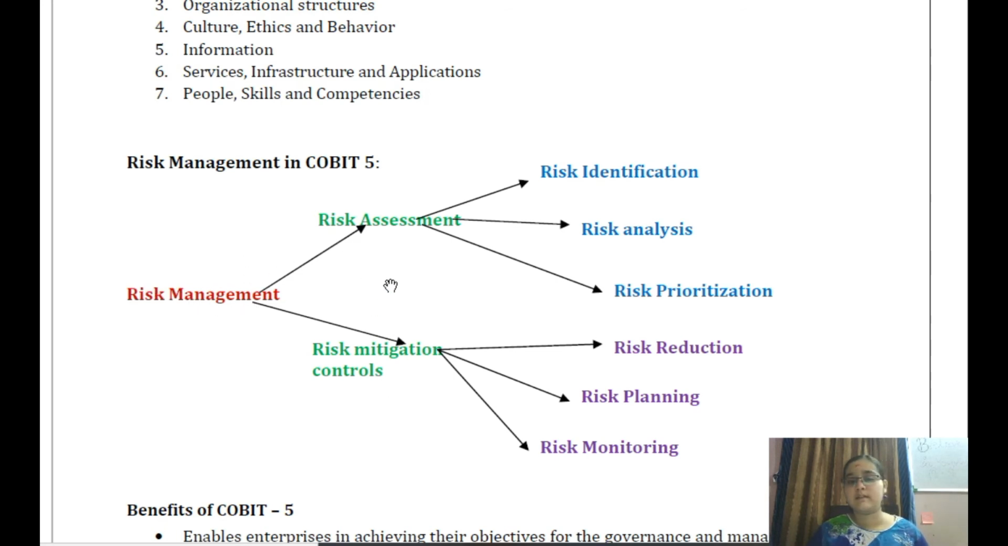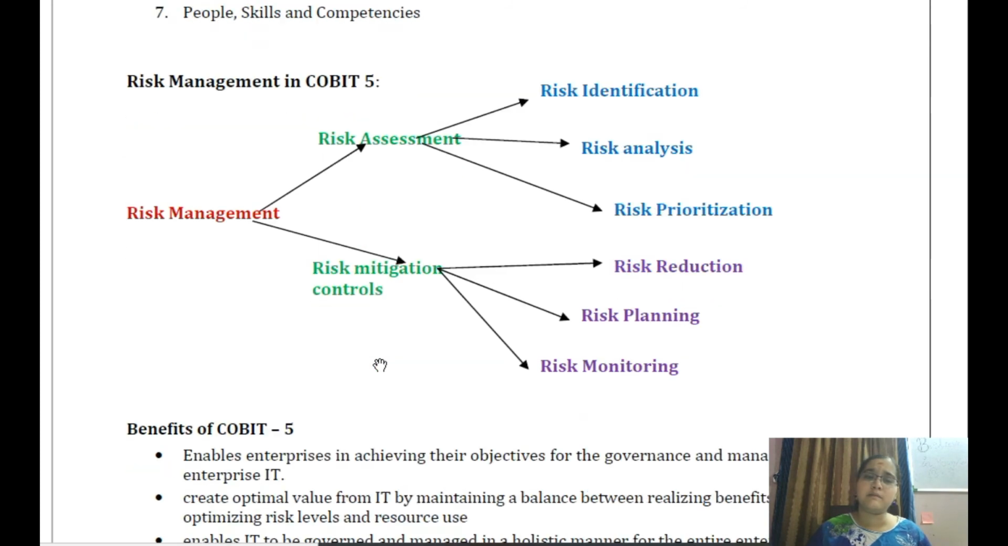Risk management is done in two ways: risk assessment and risk mitigation controls. In assessment, they identify, analyze and prioritize the risk, and then use the mitigation controls to reduce the risk, or they take the risk planning approach, and they continuously monitor the risk. So this is about risk management in COBIT 5.